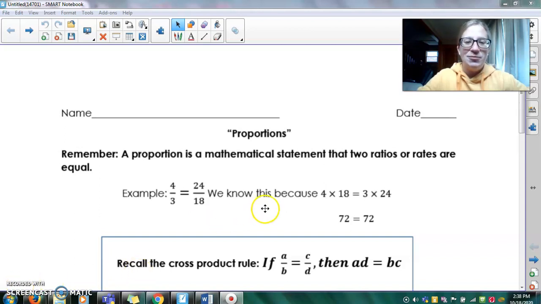Hi class, this is Miss O'Neill and we are looking at our proportions lesson for today. This is going to be introducing the idea of what a proportion is and also how we are going to be using them for our math content.